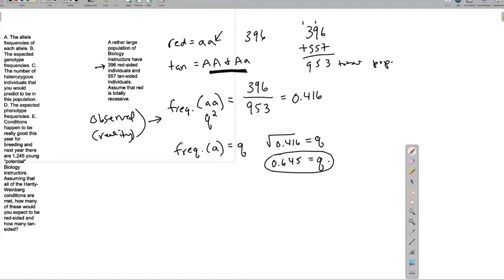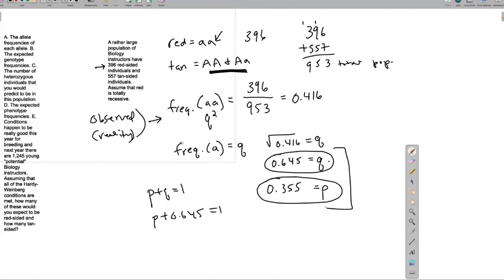Then, just like before, if we know the frequency of little a, the rest of the gene pool must be big A. That's p plus q equals 1. So we can plug it in there, but in the end, just subtract from 1. So p is the rest of the frequency, the rest of the gene pool. So that's 0.355. Now we have p and q, and we can do anything we need to. So this is reality. These are the observed frequencies.